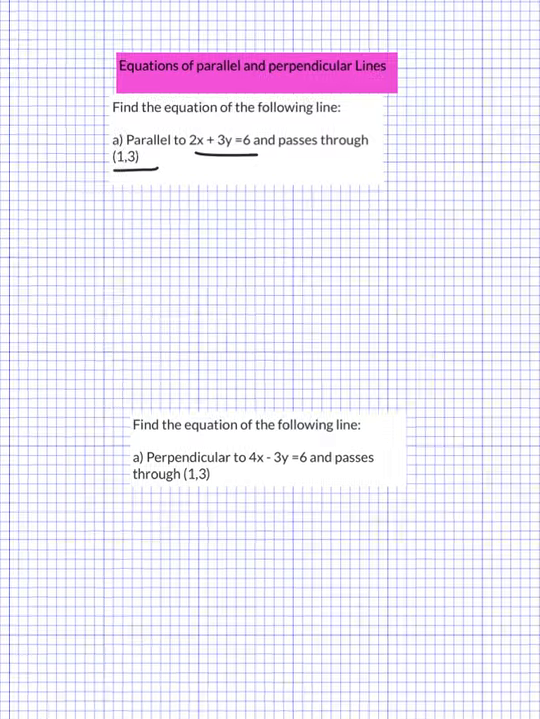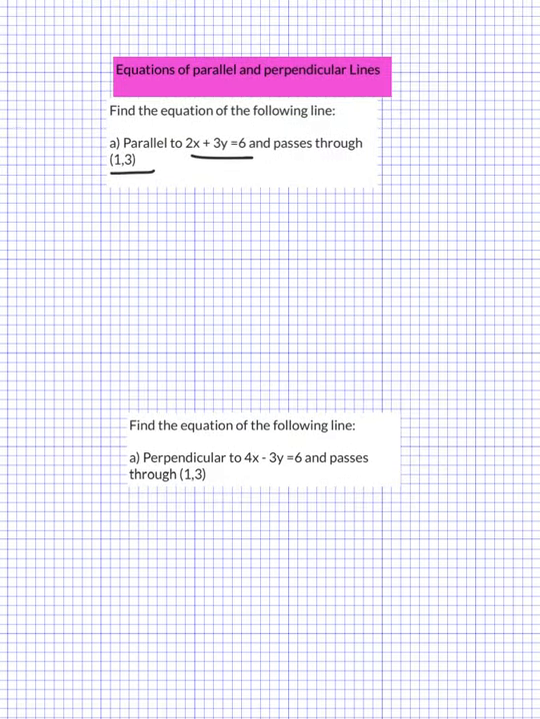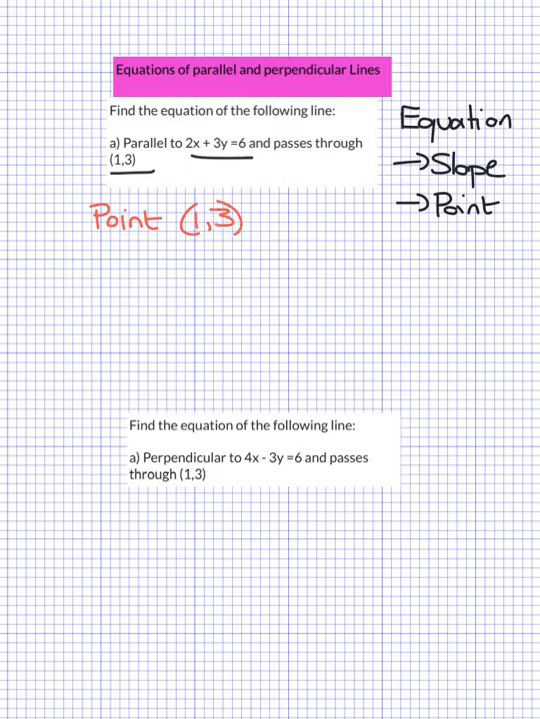We know that in order to find the equation of a line, we need two pieces of information. We need to know the slope and we need to know a point. So obviously, if we look at this, we do have a point. Our point is (1, 3). But we don't as yet have the slope. However, we know that our line is parallel to this line 2x plus 3y equals 6. And we know that parallel implies the same slope.